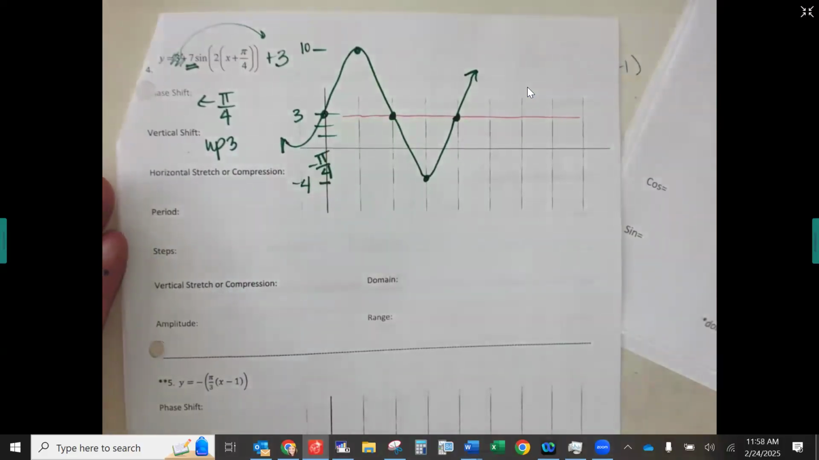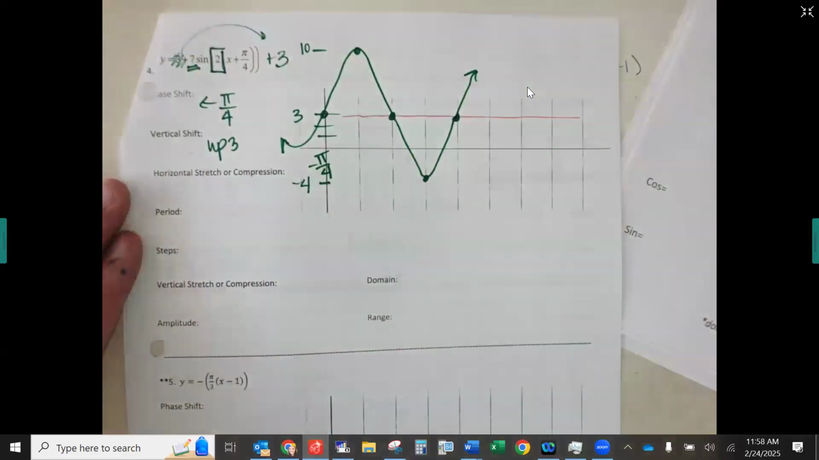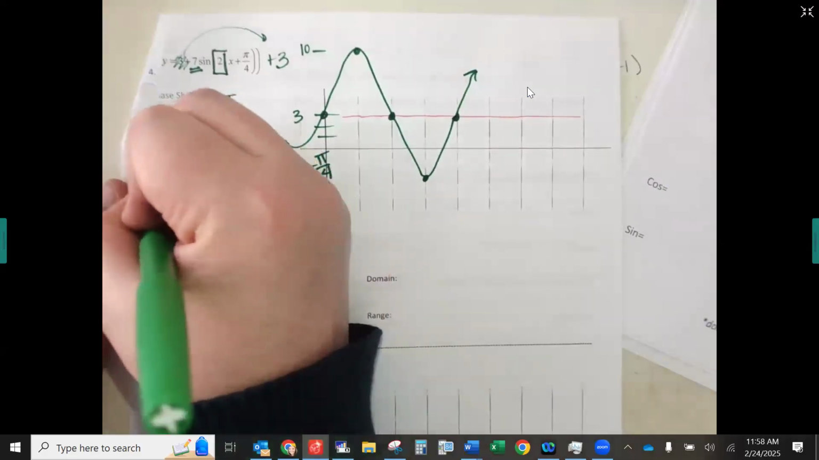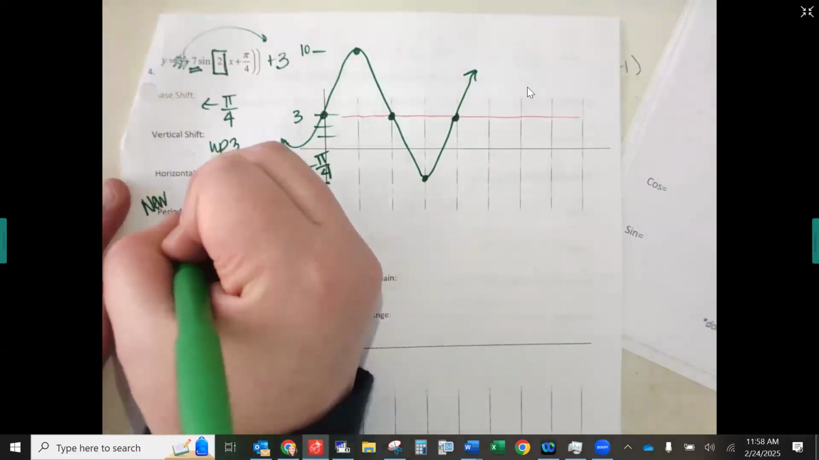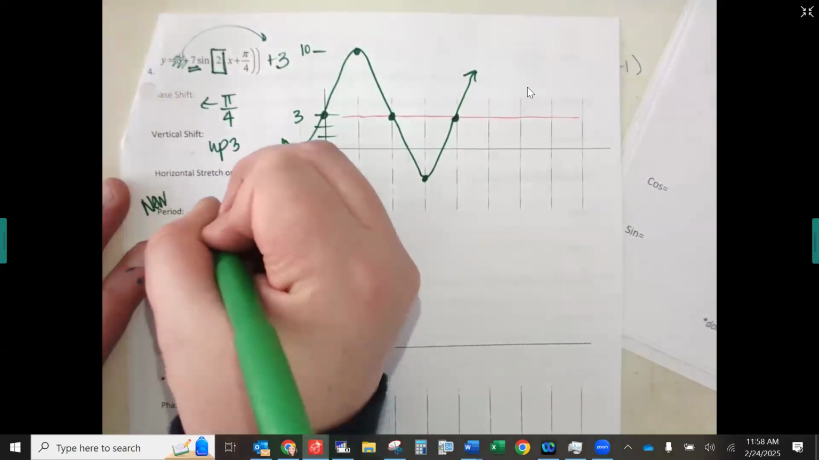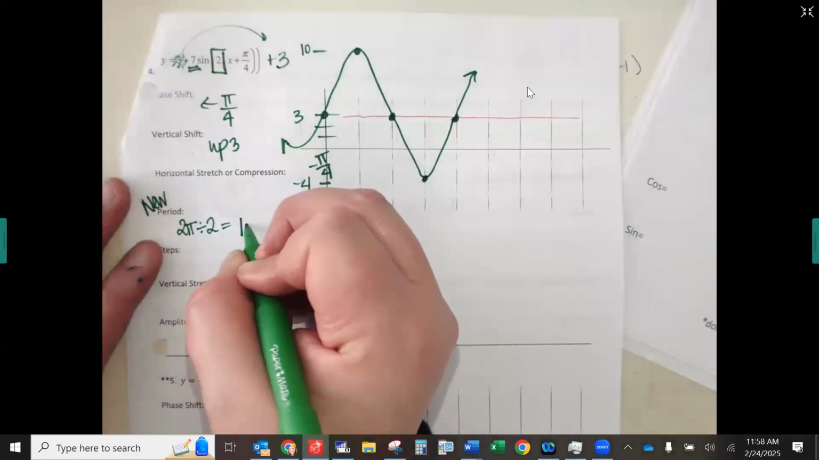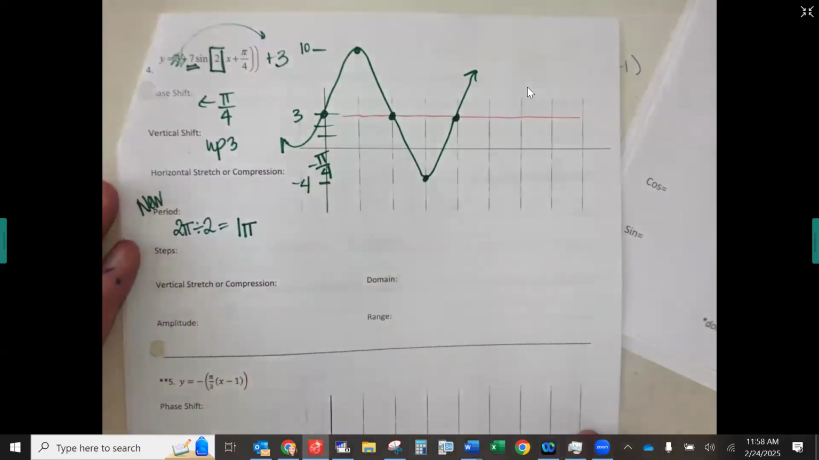Okay, does this one have a stretch or compression? A horizontal stretch or compression? Yes, what number does that job? The 2 between the parentheses. They're telling me to times by 2, then what should I really be doing? Divide by 2. So my new period is going to be 2 pi divided by 2. And 2 pi divided by 2 is how much? 1 pi. Very good. Okay.